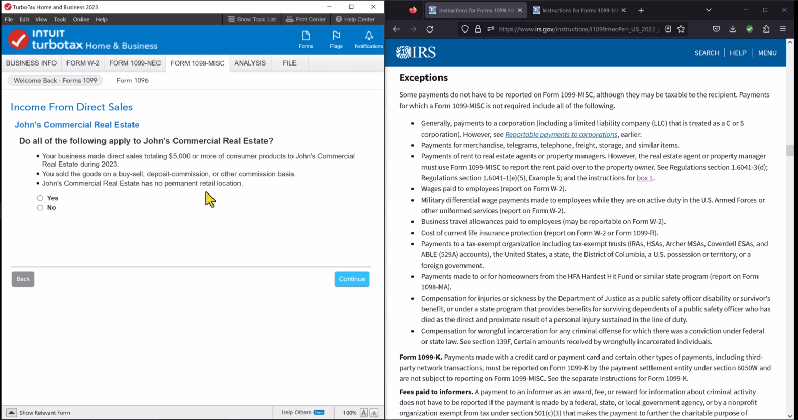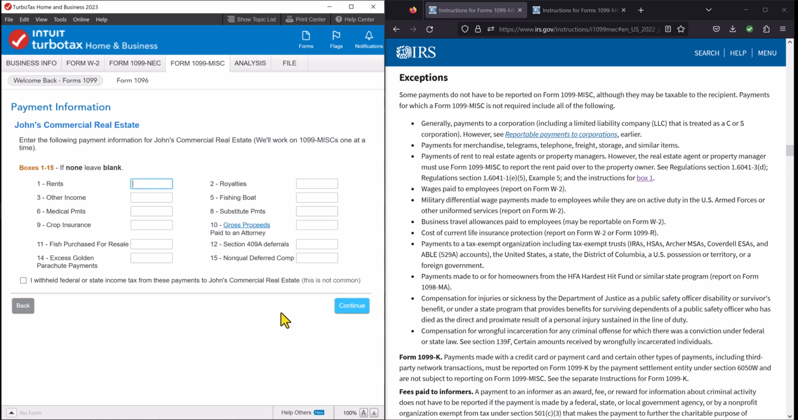And so what the IRS will make you do, if this particular situation applies, is report this on a Form 1099-MISC. For now, we're talking about paying rent, okay? We're not talking about direct sales. So I'm going to just say no for this video.